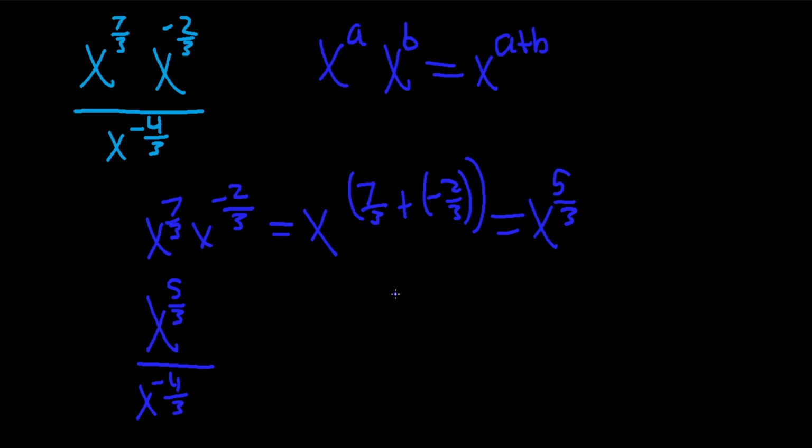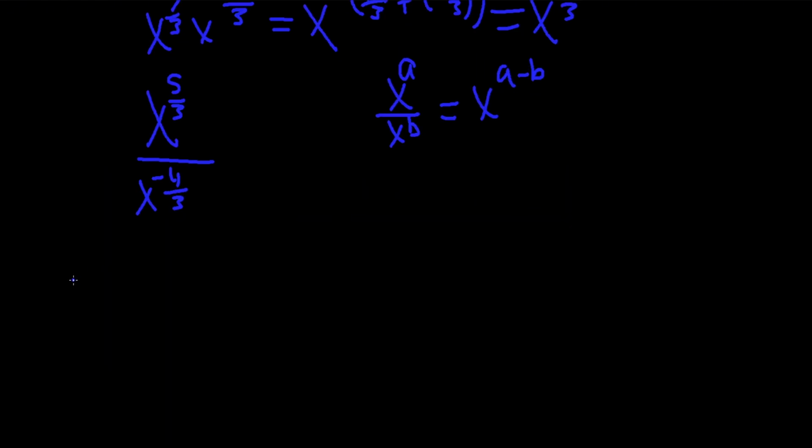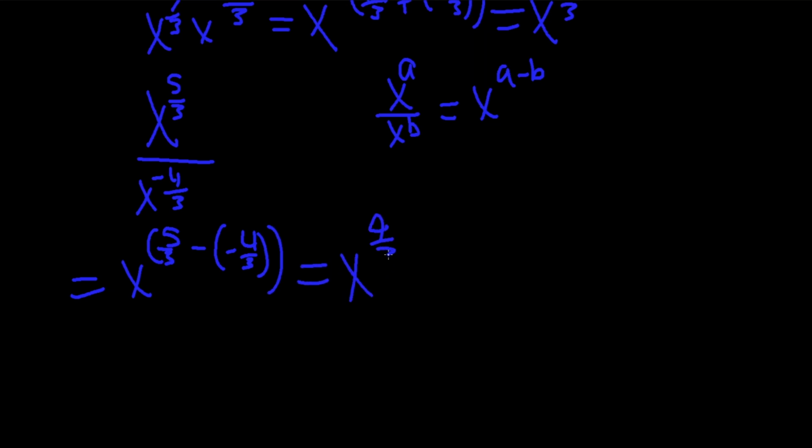Now using the property where if we have a quotient of the same base with exponents a and b, we can rewrite this as x to the power of a minus b. And so this becomes x to the power of 5 over 3 minus negative 4 over 3, which equals x to the power of 9 over 3, which equals x cubed.